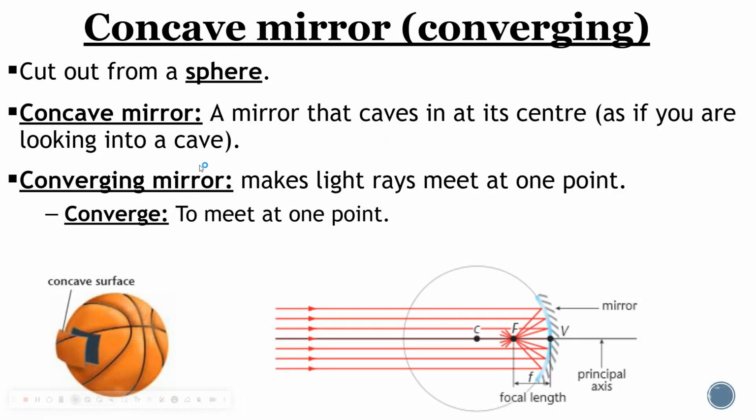We often call concave mirrors converging mirrors. To converge means to meet at a point. So you can see here all these light rays that are parallel to each other. When they hit the mirror, they all reflect onto this point here, and that's called the focal point. But the point is that concave mirrors are called converging because they bring light rays closer together. They make light rays meet at a point.